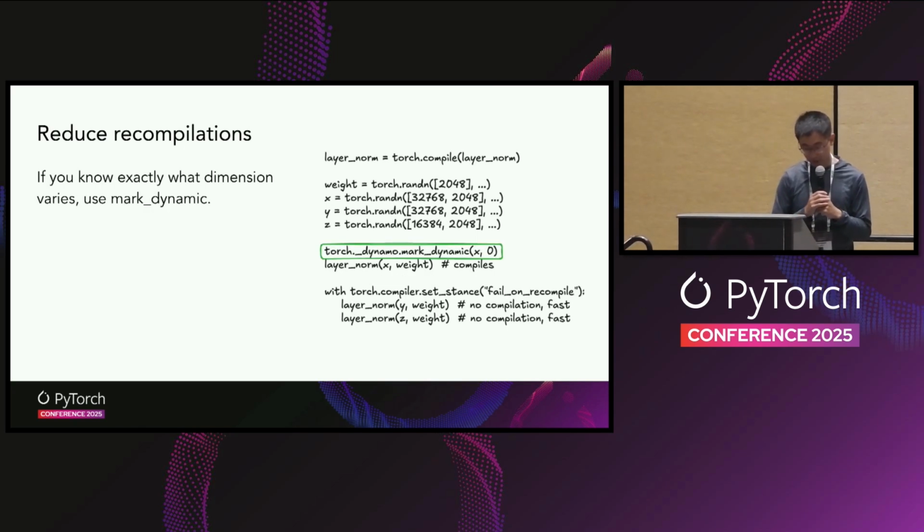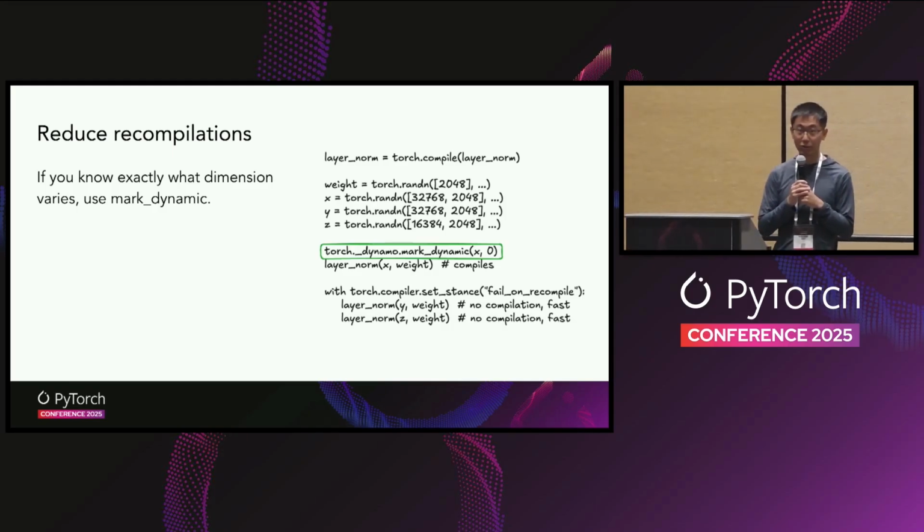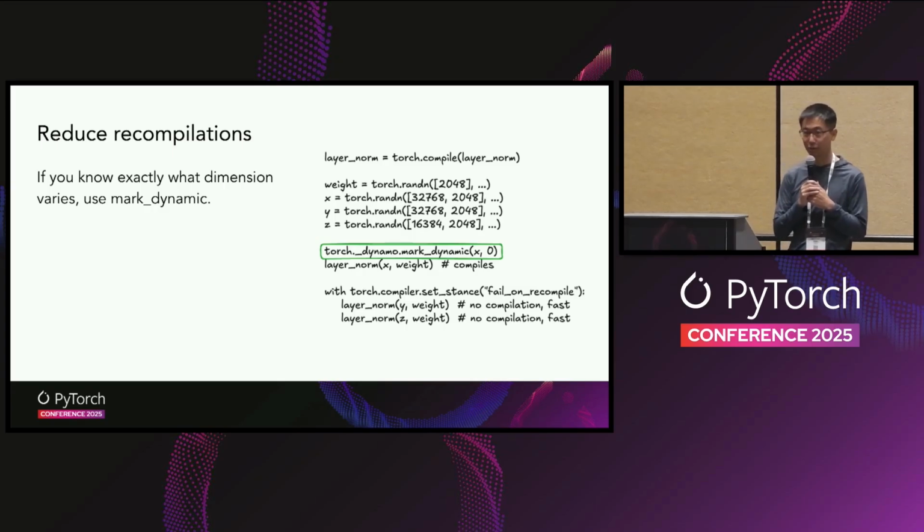And the answer to that is to just use dynamic shapes. If you know what dimension you're going to vary, you can tell Torch.compile using this Mark Dynamic API. You can say, hey, Torch.compile, I'm going to change the first dimension. Please treat it as dynamic. And what Torch.compile will do is, Dynamo, the front end, will just treat a static graph where the shape of the first input is an input to the graph.